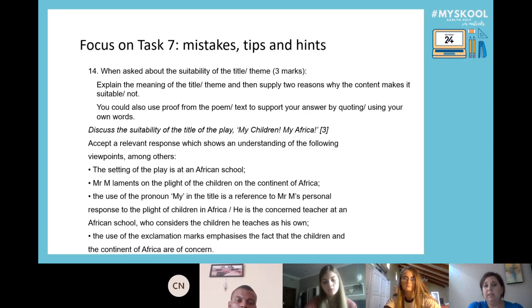when you have a look at the suitability of the title, yes, my is a personal or a possessive pronoun. So it refers to some specific person, namely Mr. M. Children, yes, it's suitable because it's about the children, Tommy and Isabel. The exclamation point is even suitable. And it's always easier to say that it is suitable than to prove that it isn't. Okay.